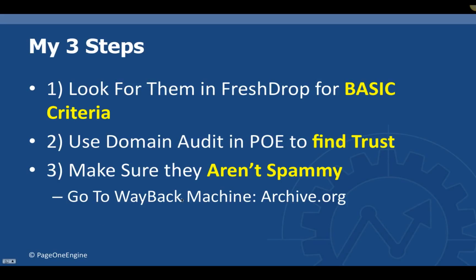So make sure they aren't spammy. And you go back to the Wayback Machine to do that, or archive.org. And what we mean by spammy is, we've had a lot of blog networks out there that a lot of people have spammed links to or from. You just want to go back and make sure that it wasn't a blog network.